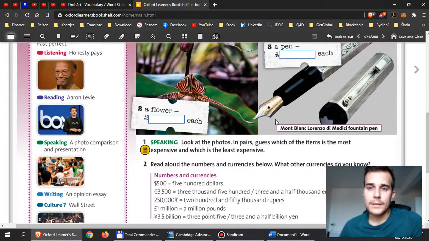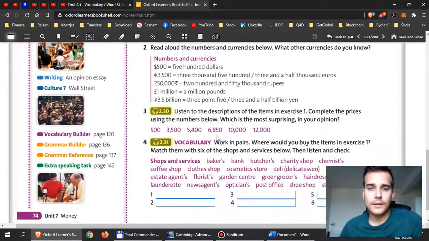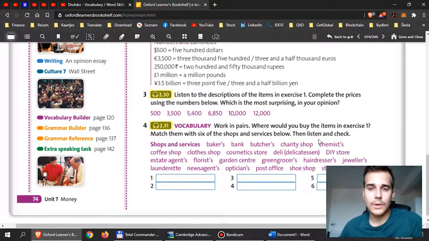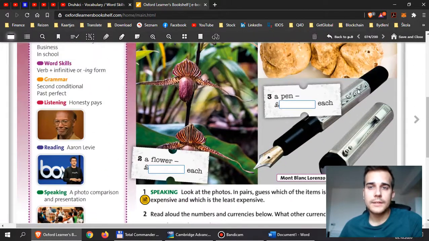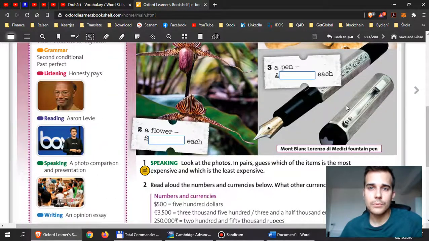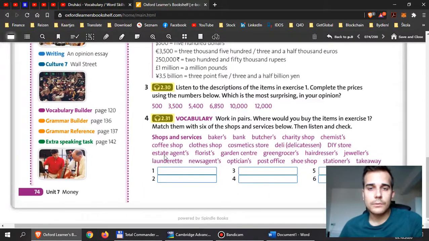How much is a pen, and so on. Here are the possible prices for this. Later on, when you work, you cannot work in pairs, but what I want to ask you, where can you buy these things? All right, if you want to buy an orchid, if you want to buy truffles, if you want to buy a pen, what kind of shop would you go to?